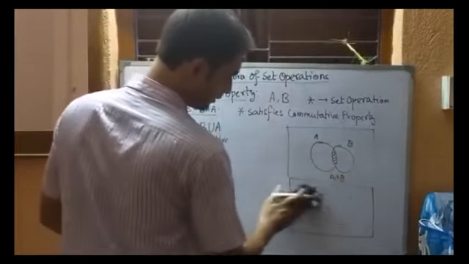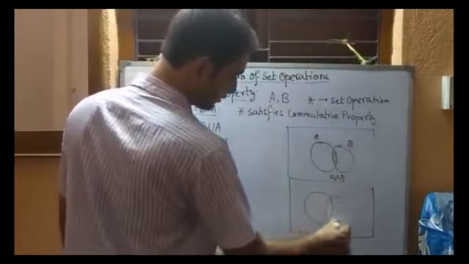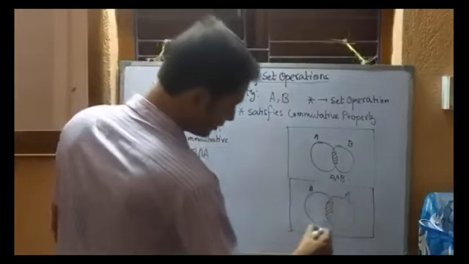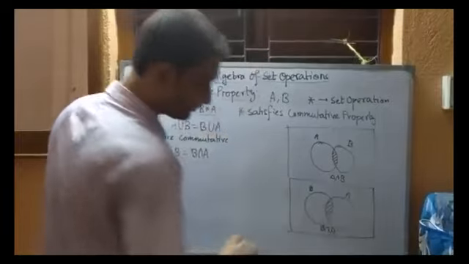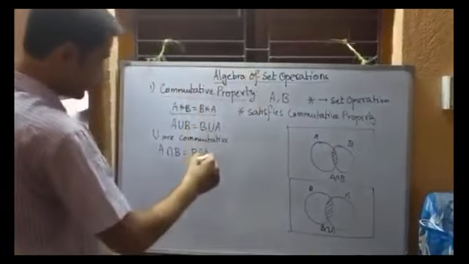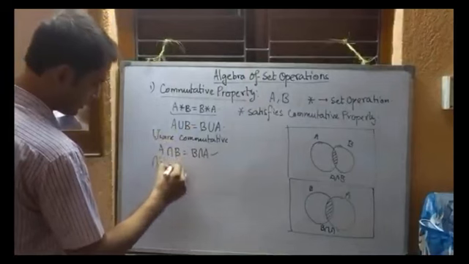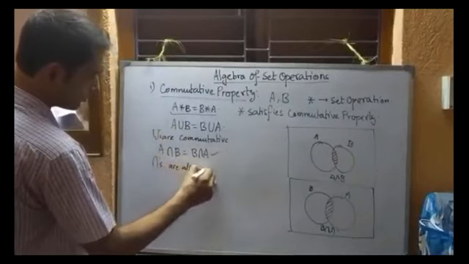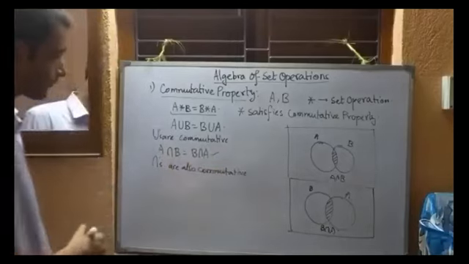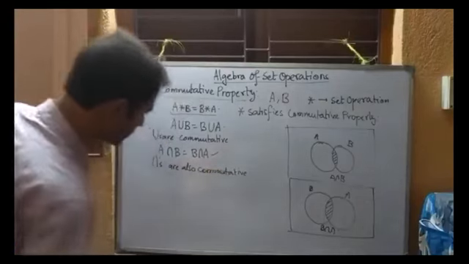And if you take the reverse order here, then also this overlap position will represent B intersection A. So clearly both the regions are the same, so we can say that these intersections are also commutative.